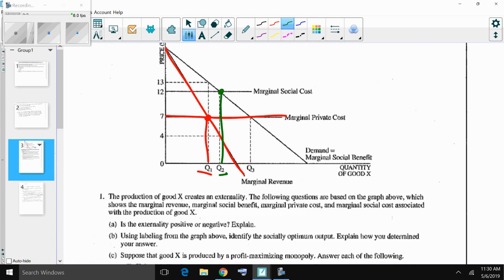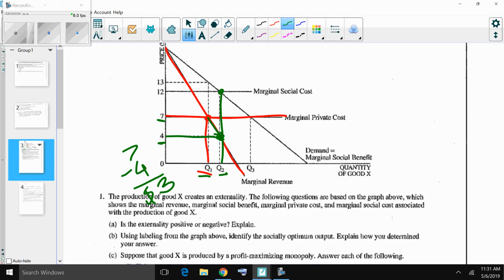The follow-up question is C3, calculate the dollar value of that per unit tax or subsidy. What is the MR for the firm? If they produce Q2, their MR would be $4. And at Q1, their MR is $7. So how much do we need to pay them to get them from here to here? 7 minus 4, $3 per unit.